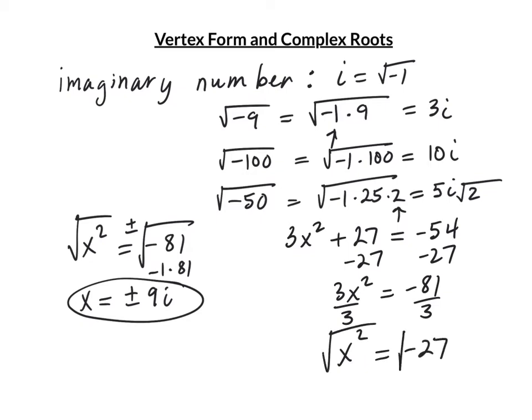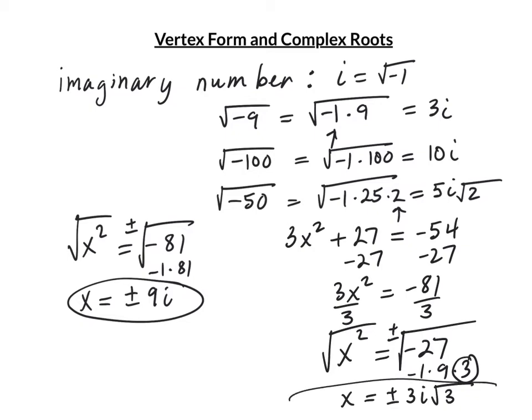Square root both sides. When you take the square root of both sides, there are normally two answers. We put a plus or minus to get both of those answers. Negative 27 is negative 1 times 9 times 3. So x would equal plus or minus, the square root of 9 goes out front as a 3, the square root of negative 1 is an i, and left underneath the root is still this 3 because I couldn't do anything with it. Can't take the square root of 3 unless I make it a decimal.